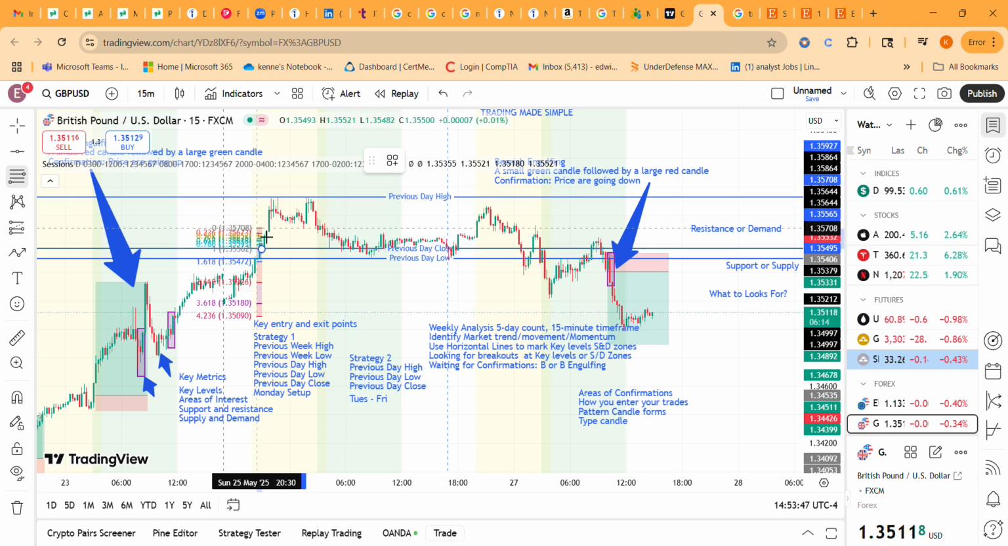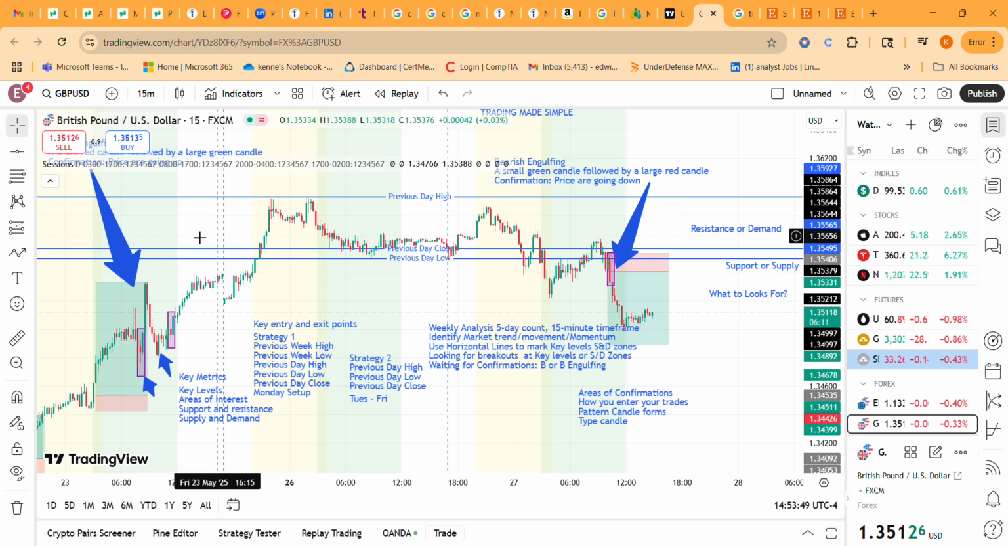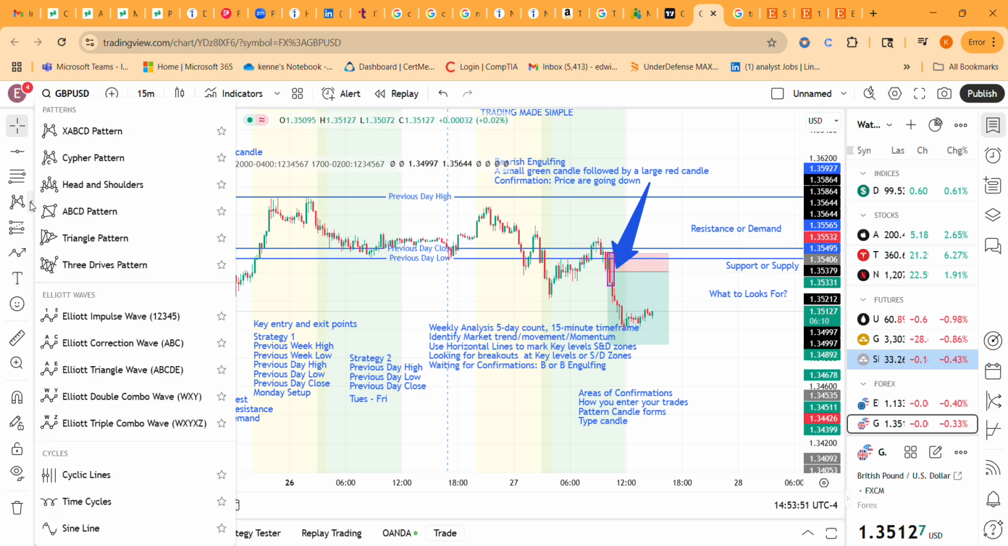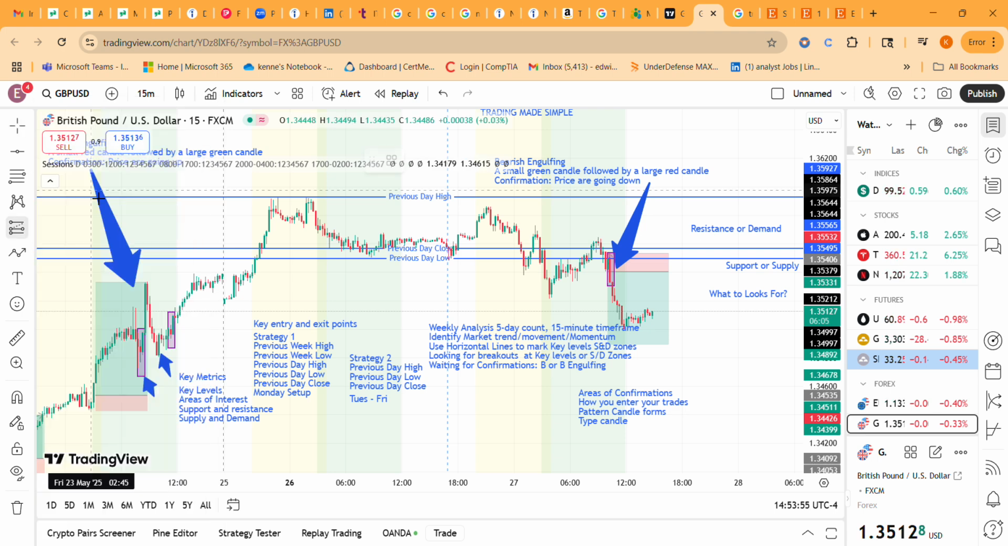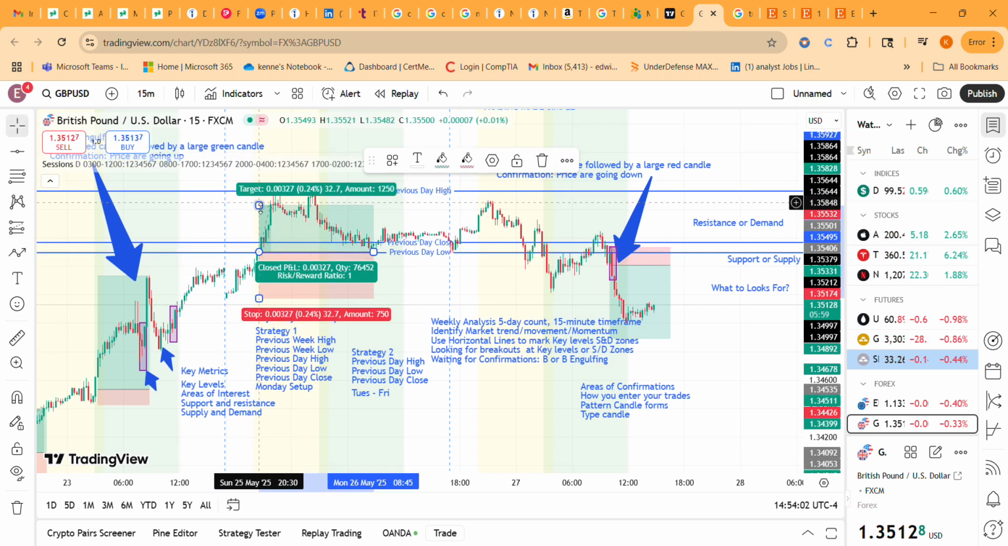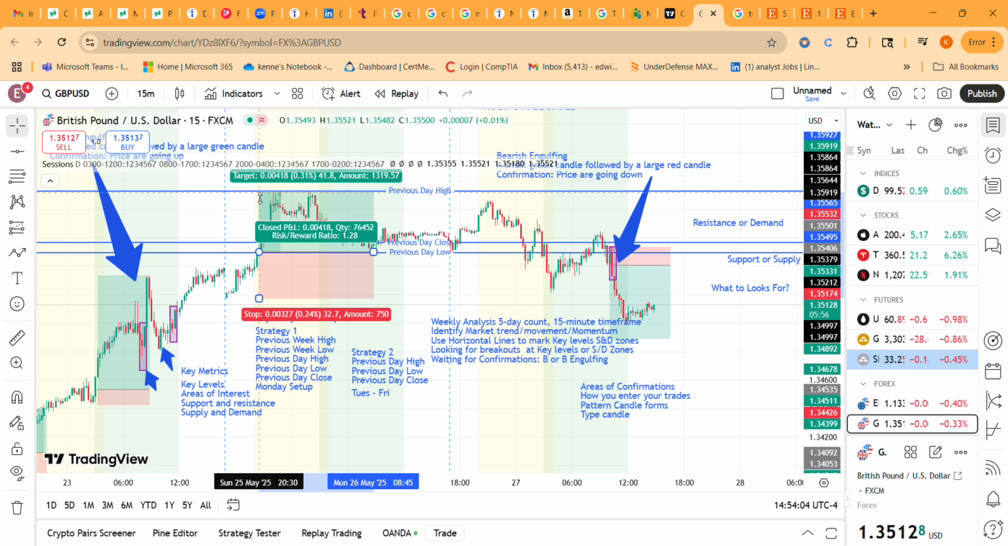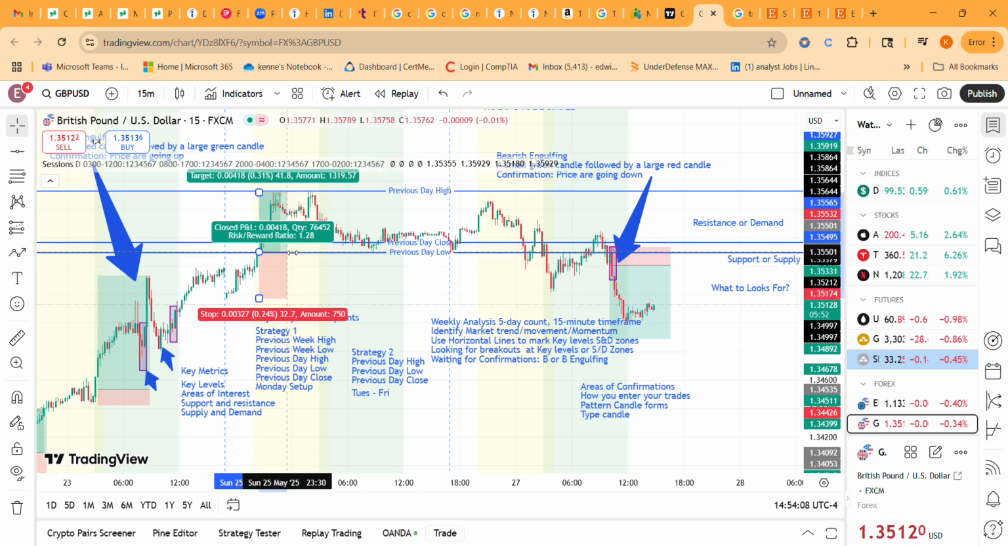Sorry, I'm going to delete that. Took a Fibonacci instead. Let me use the long and short instead. So here, let's just say whenever the market broke here, you could have just bought, right? Even if you bought and had your stop loss here, you would have made some little profit, 41 pips, right?